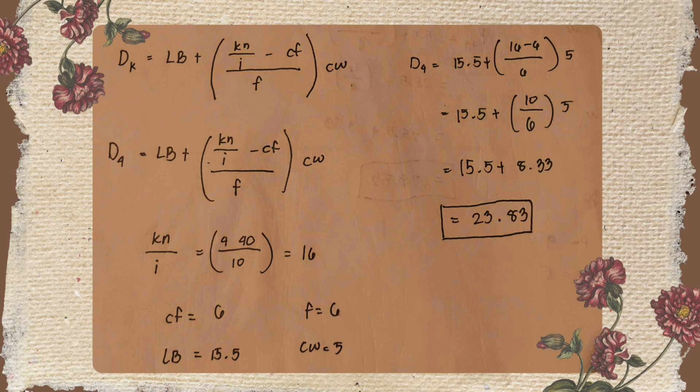Let's proceed to the solution. Then let's substitute the values to our formula. D4 is equal to 15.5 plus (16 minus 6) over 6 multiplied by 5. Then 15.5 plus 10 over 6 multiplied by 5. The answer is 8.33. Then added to 15.5. 8.33 plus 15.5 is equal to 23.83.